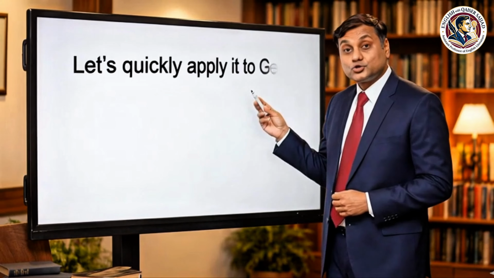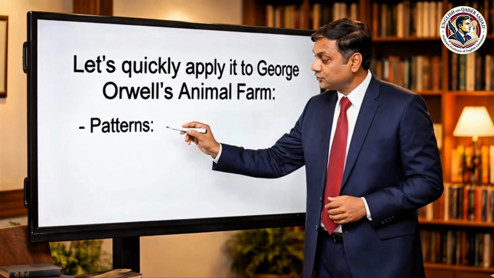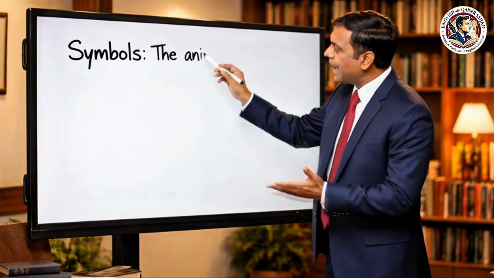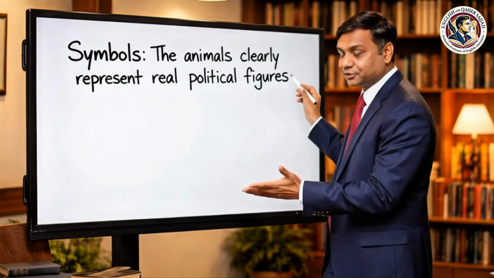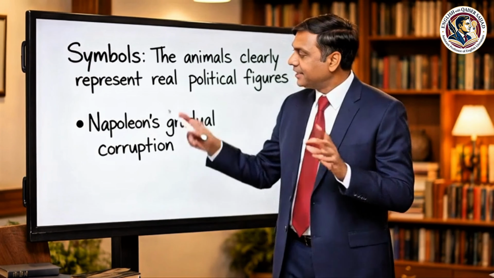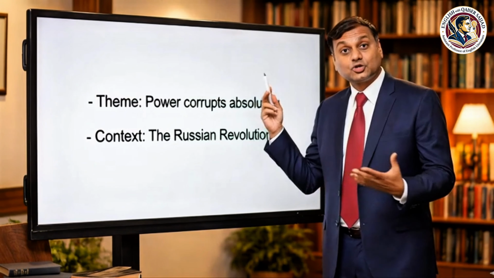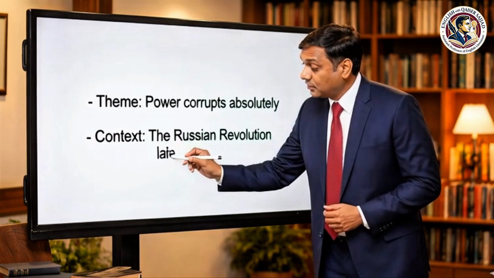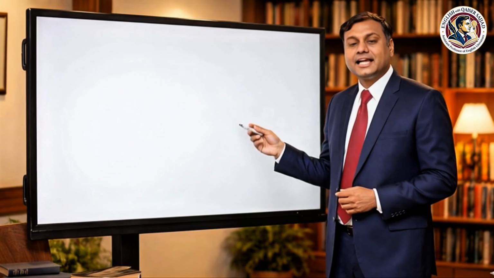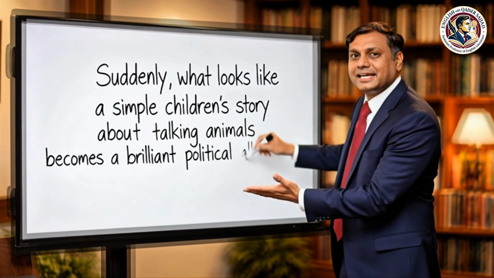Let's quickly apply it to George Orwell's Animal Farm. Patterns, those repeated slogans, 4 legs good, 2 legs bad. Symbols, the animals clearly represent real political figures. Napoleon's gradual corruption shows how power corrupts. The theme is power corrupts absolutely. The context is the Russian Revolution. The simple, fable-like tone makes the dark critique even stronger. Suddenly, what looks like a simple children's story about talking animals becomes a brilliant political allegory.